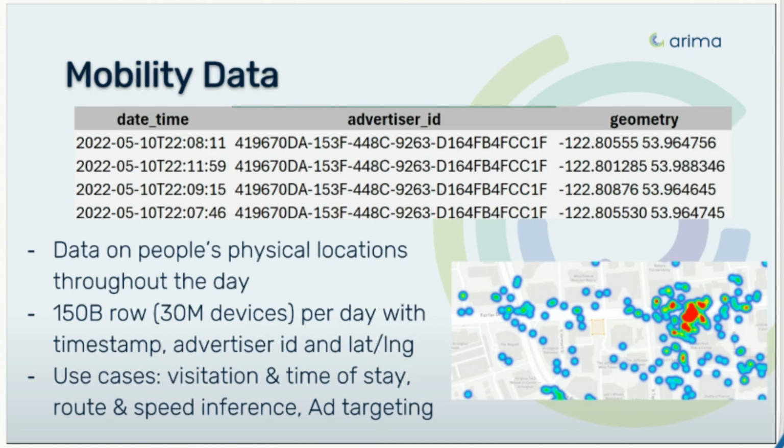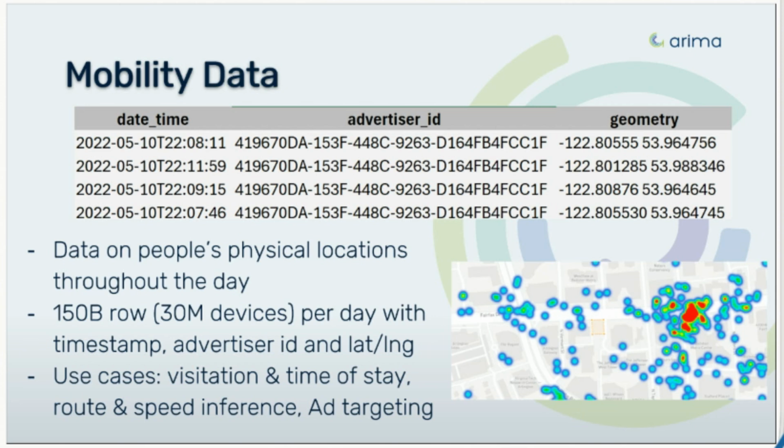The second data set is mobility data, and this is also something that we've been working with for a very long time. Essentially, mobility data tracks people's physical location from their phones. So if you're carrying a phone, chances are you are sharing your physical location with somebody. The data set is really simple. You get a timestamp, so you know when it is. You know who it is, so you get an advertiser ID, as well as a geometry, so basically a lat long pair.